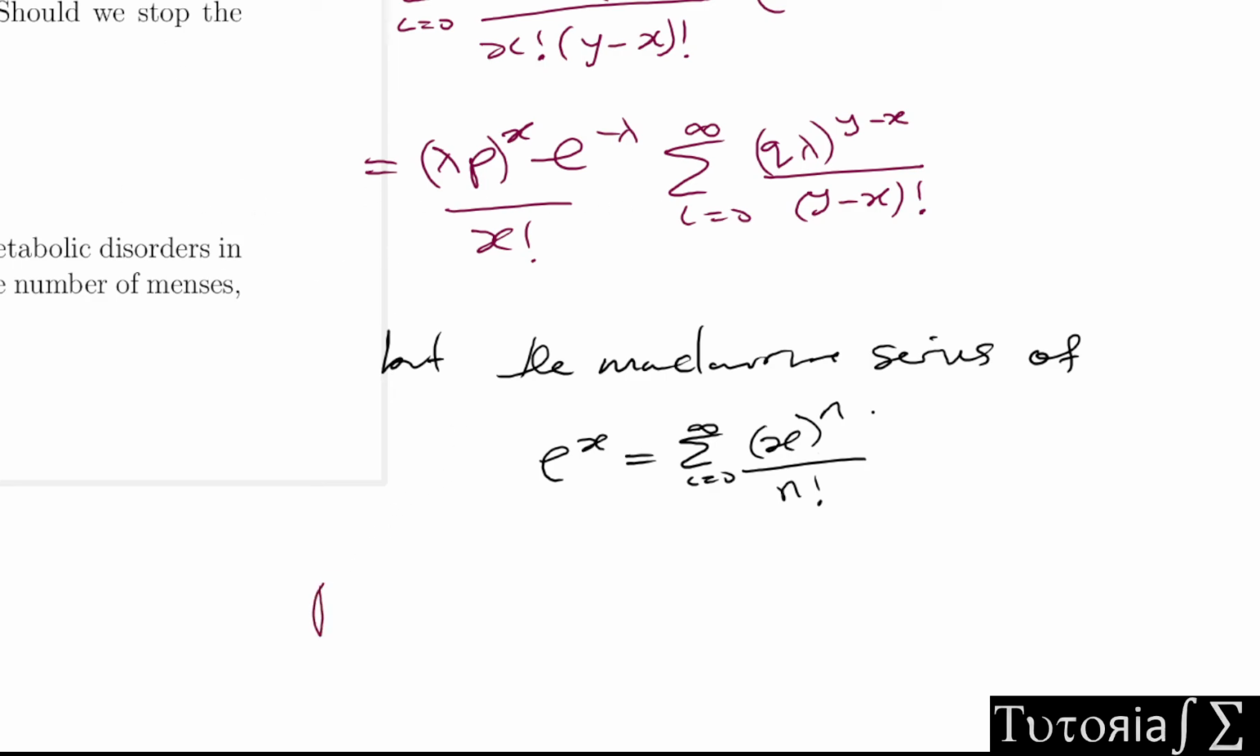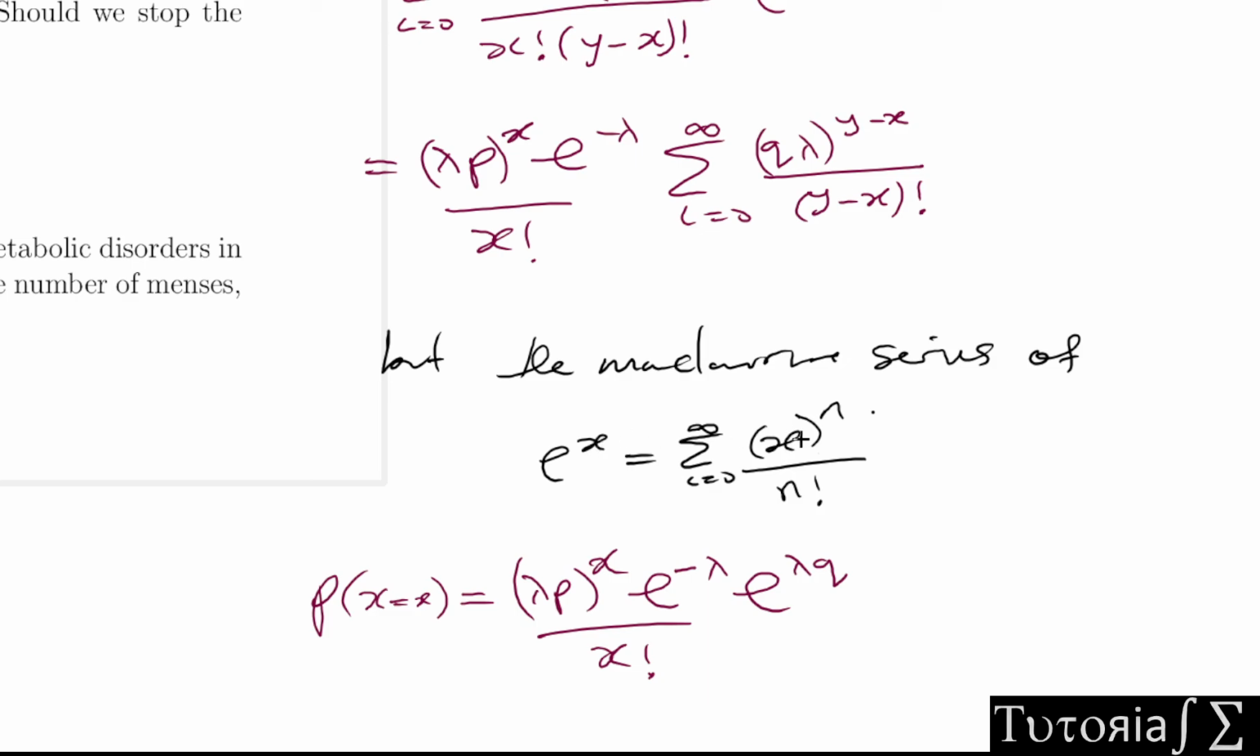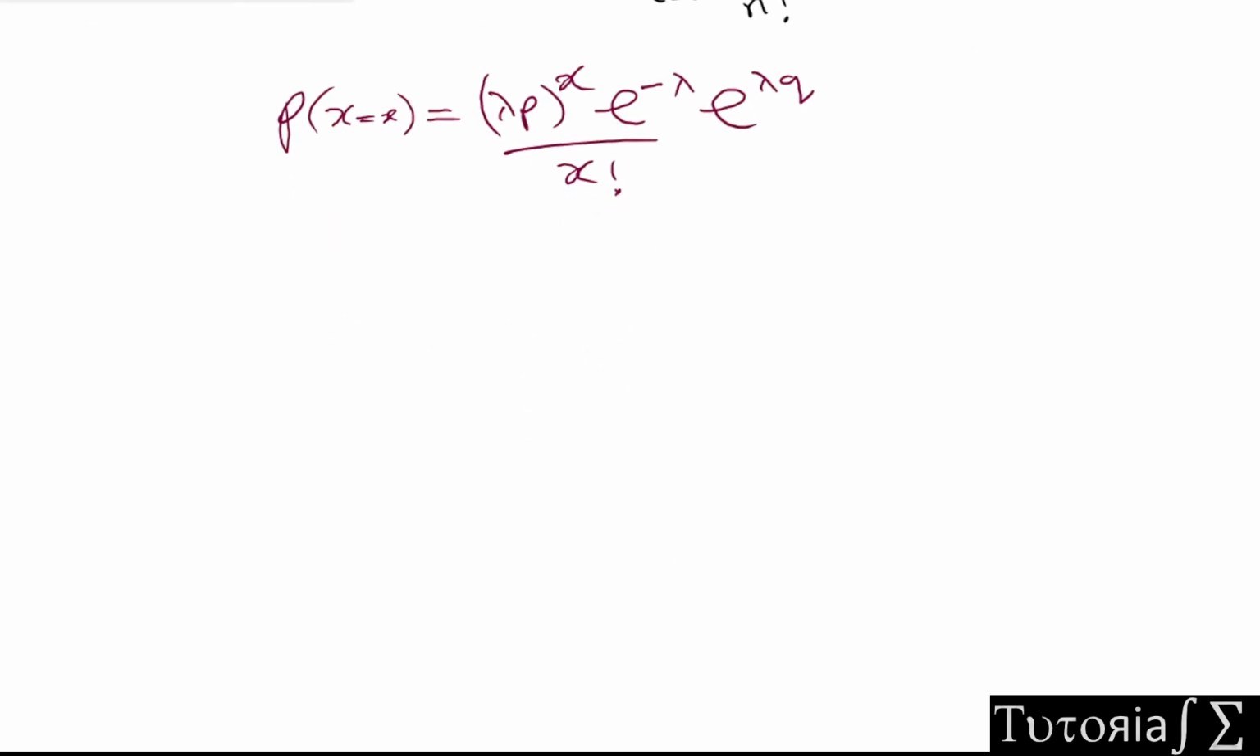So we can transform this. We can say the probability of X equals x will be equal to what we have here, the lambda p to the x, e to the negative lambda over x factorial. Then this now changes to e to the lambda q. So we are just following this. This is this, so this will be to the power that. So that will be the relationship there. Then we can now simplify. So now we are going to have, we can add the powers since the bases are the same. So lambda p to the x, e to the negative lambda plus lambda q, all over x factorial.